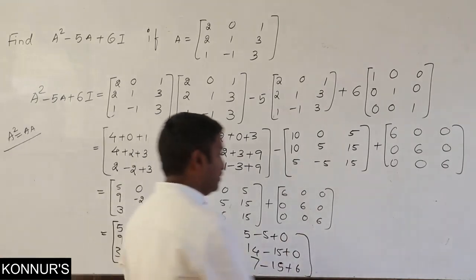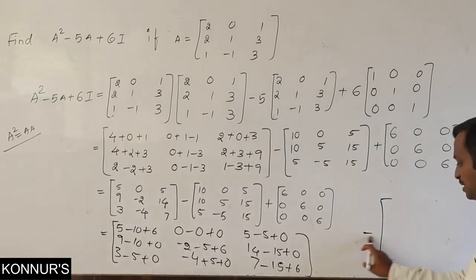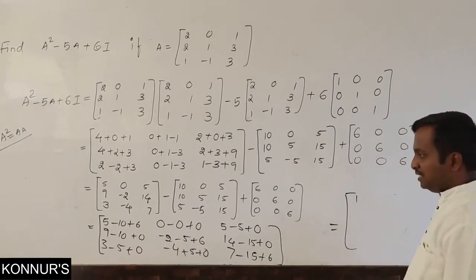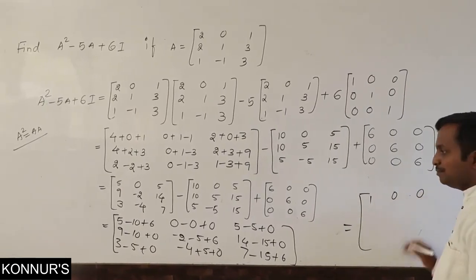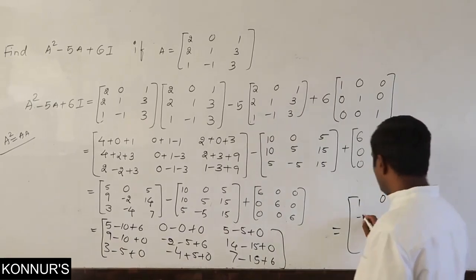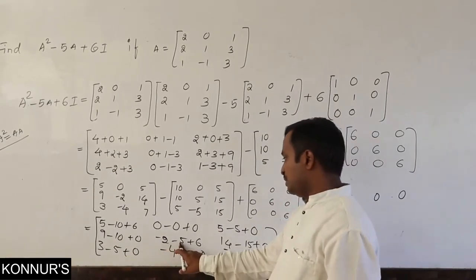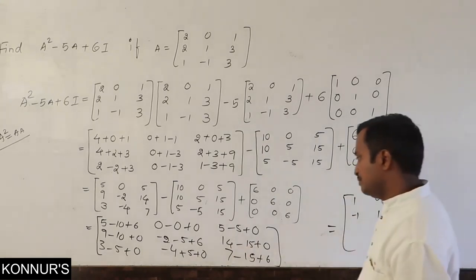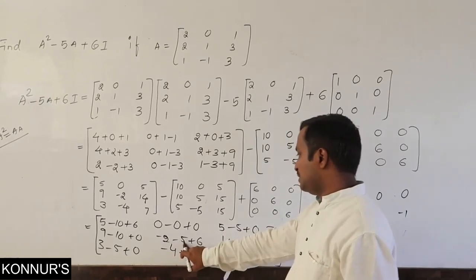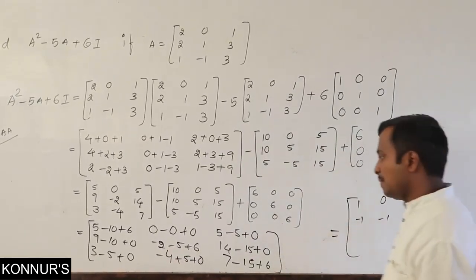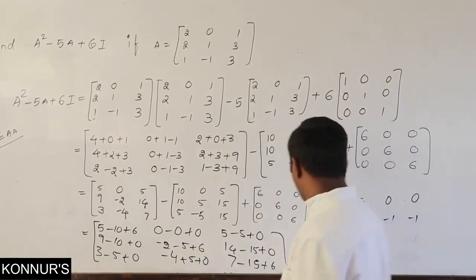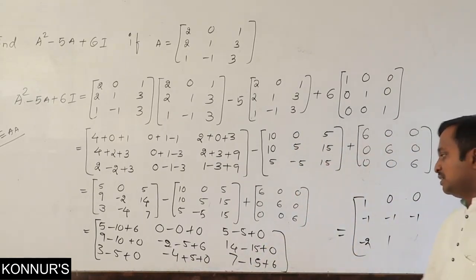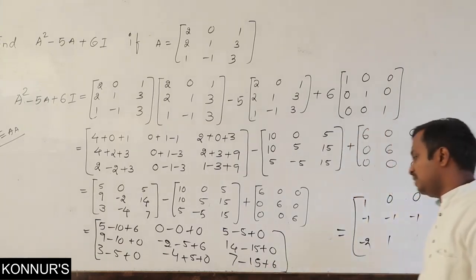You can simplify it further. That answer I will rewrite it here. Okay, I think you will understand that point. You can write the next step. 5 plus 6 is 11, 11 minus 10, 1, 0, 0. 9 minus 10, minus 1. Minus 2 minus 5, minus 7 plus 6, minus 1. 14 minus 15, minus 1. I think we did wrong here. 3 minus 5, minus 2. Minus 4 plus 5, it will become 1. 7 plus 6, 13. 13 minus 15, minus 2.